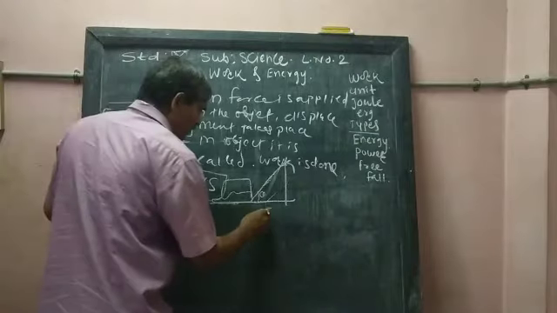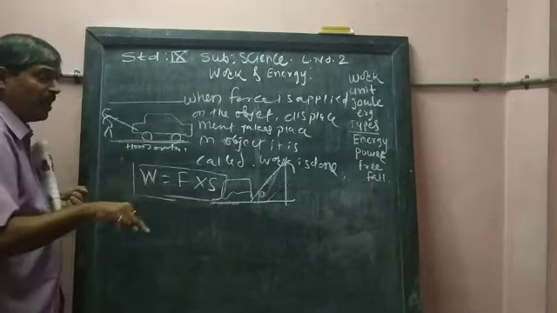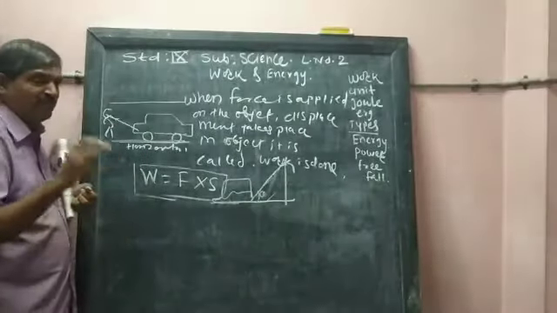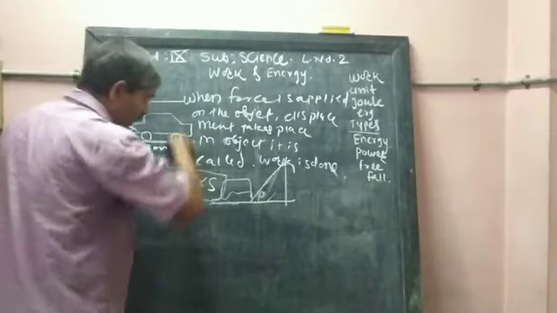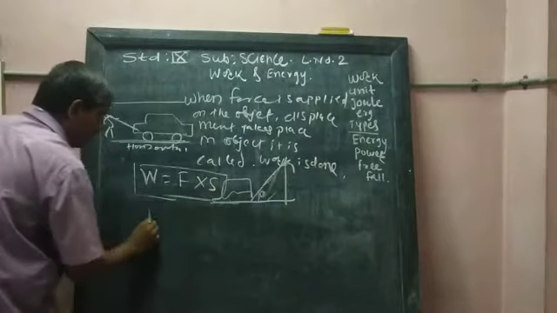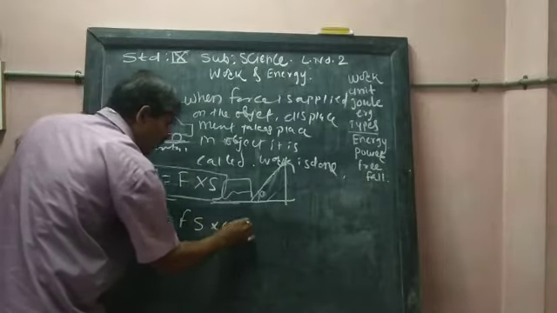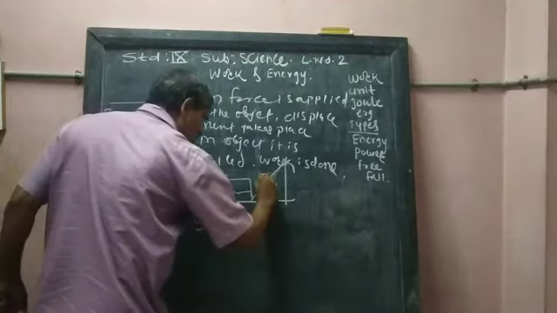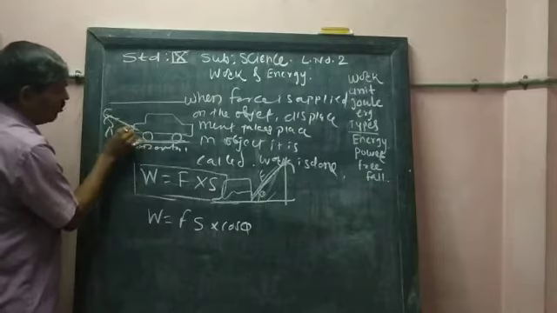Now how will you find W when force is applied in a particular direction and a specific angle is formed because of the string? Here we will find W is equal to Fs cos theta. Why should we take this? The reason is that the force is used along the string, and the direction of the force is along the string.